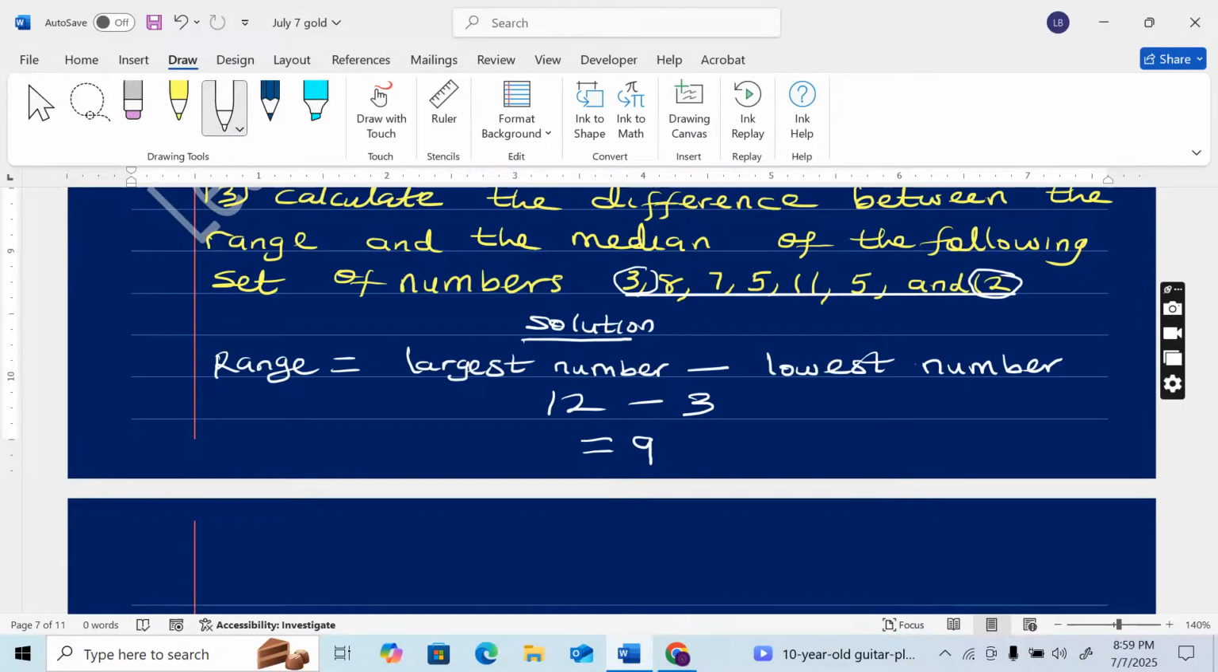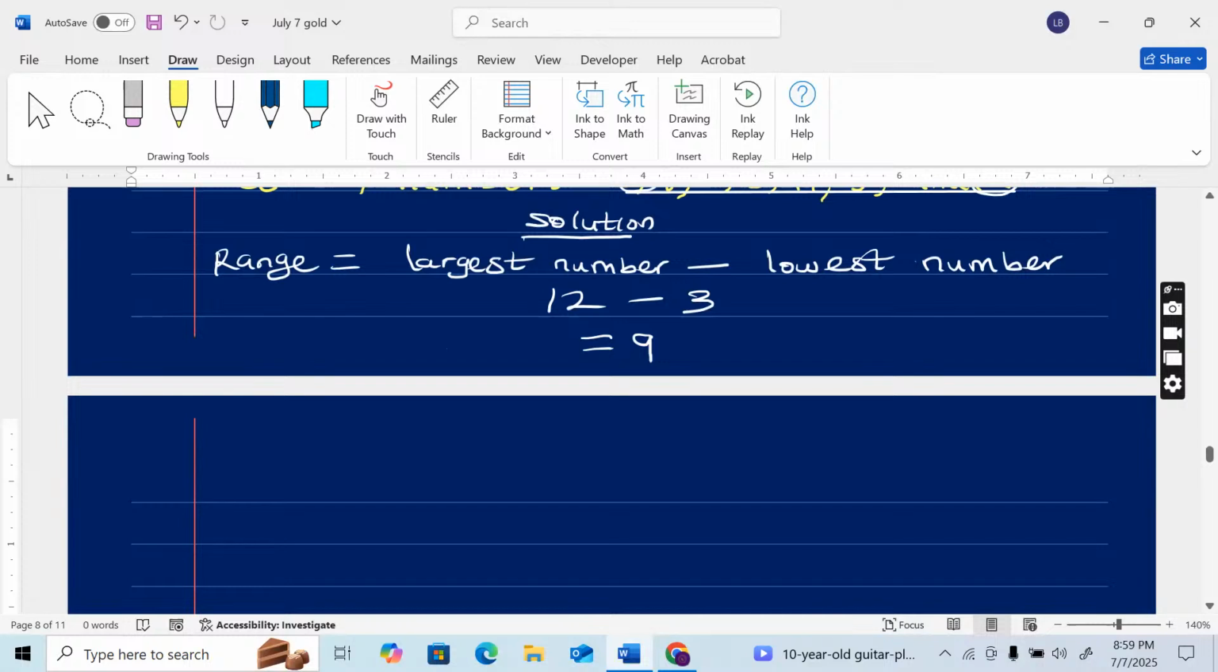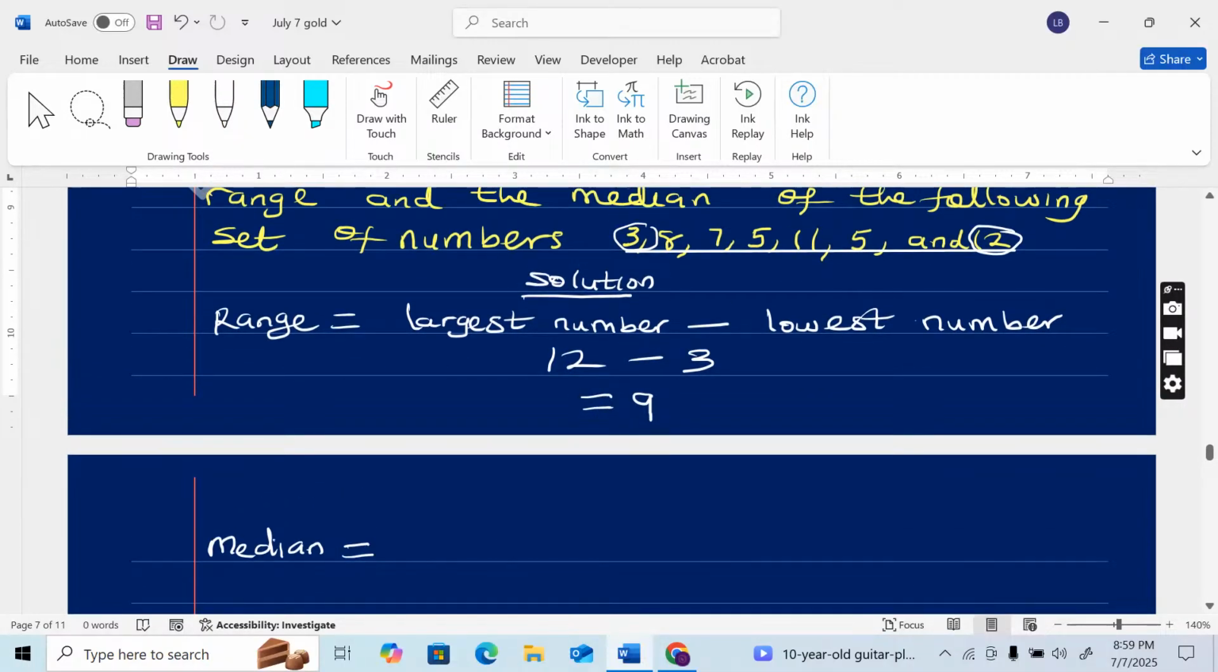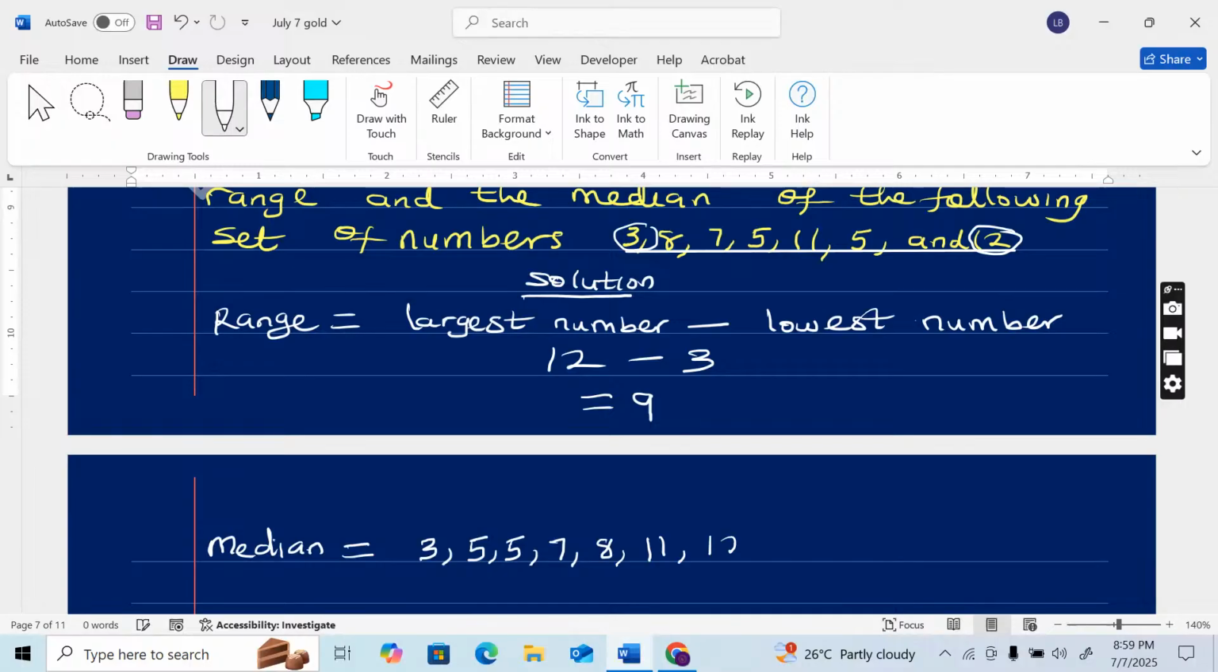Now to get the median, we need to arrange the numbers accordingly, either from the lowest to the highest or from the highest to the lowest. Let's arrange it from the lowest to the highest. The numbers have to be sorted. The lowest number is 3, followed by 5. We have 5 twice, followed by 7. We don't have 6. We have 7 once. Then we have 8. We don't have 9 or 10. Then we have 11, and we have 12.